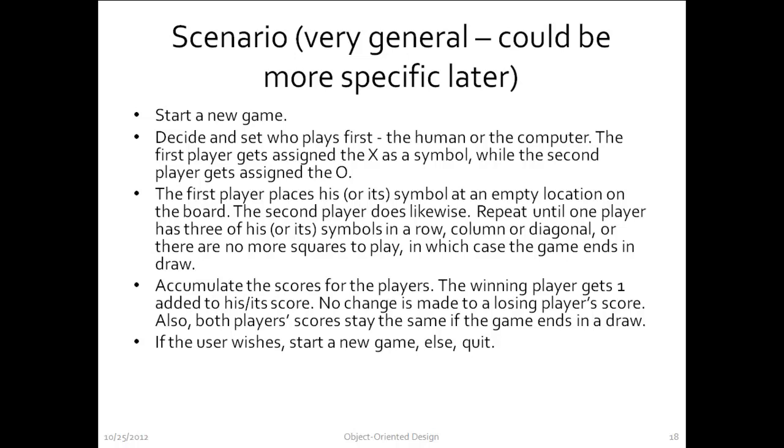If a player managed to get all his symbols in a row, column, or diagonal, then he wins, or she wins, or the computer wins. And if all the squares get exhausted by the time and no player has won, the game is declared a draw. Once the game ends, the scores for the players have to be accumulated. The winning player gets 1 added to his or its score. No change is made to a losing player's score. Also, both players' scores stay the same, that is 0 is added, if the game ends in a draw. Then, if the user wishes, start a new game, else quit.